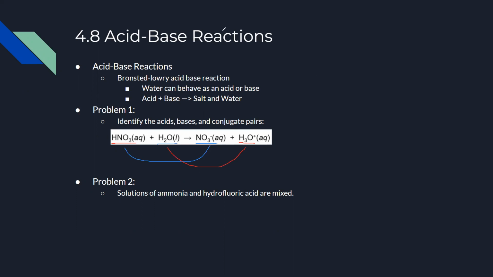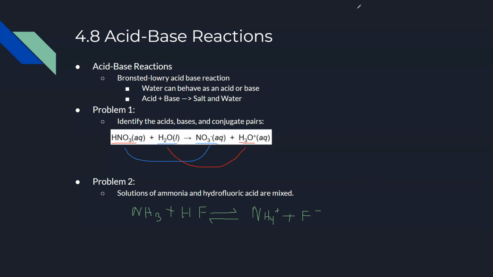Now, problem 2, what you have is solutions of ammonia and hydrofluoric acid are mixed. So we have NH3 plus HF, which is a weak acid. What happens when you mix ammonia and hydrofluoric acid is you have an equilibrium reaction. The hydrofluoric acid donates the proton to NH3, creating NH4 plus, and the F minus becomes the base. So this is the reaction of ammonia and hydrofluoric acid.